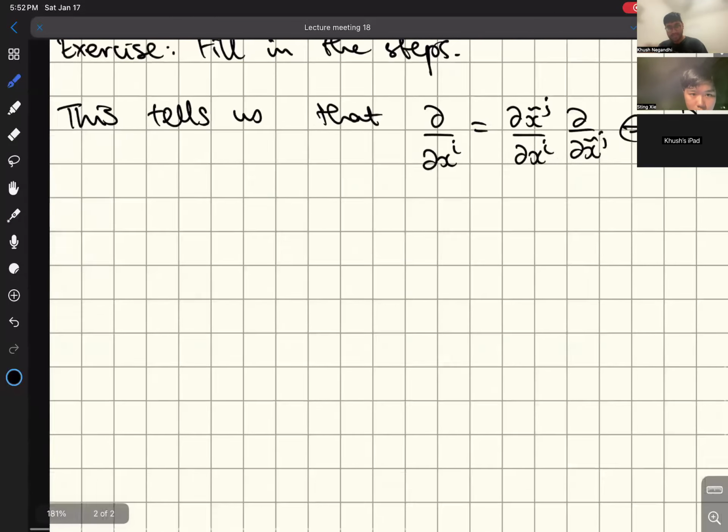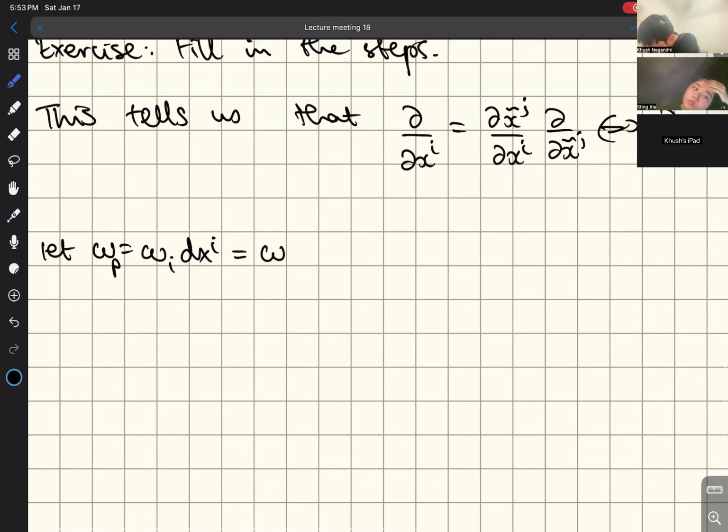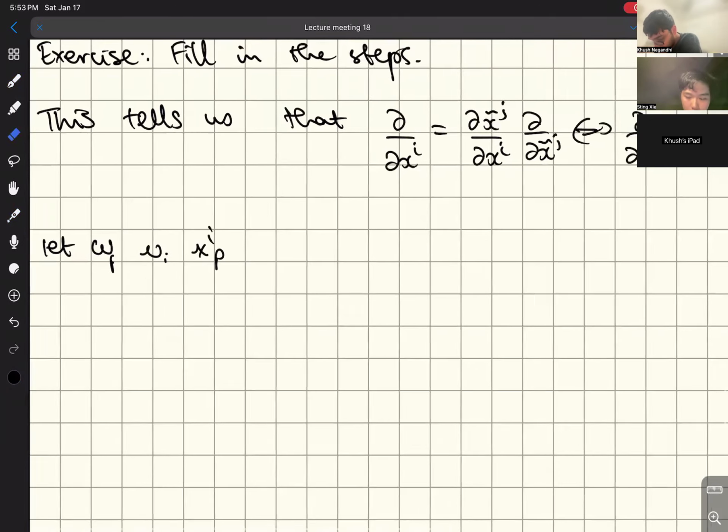So let's do the computation out and see what we should expect from dual vectors. So let omega have components omega i dxi in some basis, and let this be a function of p. Let's write it like this. So it's something in the dual space at the point.